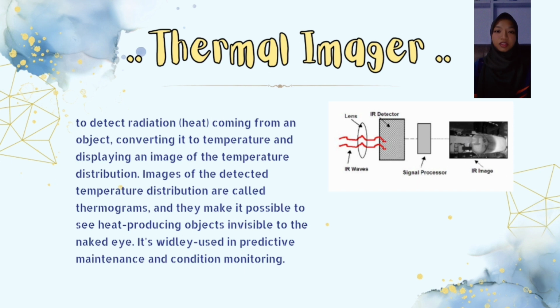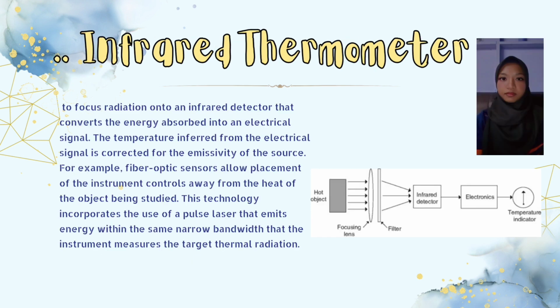The sensor used in this system is a thermal imager. It works to detect radiation, heat coming from an object, converting it to temperature and displaying an image of the temperature distribution. Images of the detected temperature distribution are called thermograms, and they make it possible to see heat-producing objects invisible to the naked eyes. It's widely used in predictive maintenance and condition monitoring.